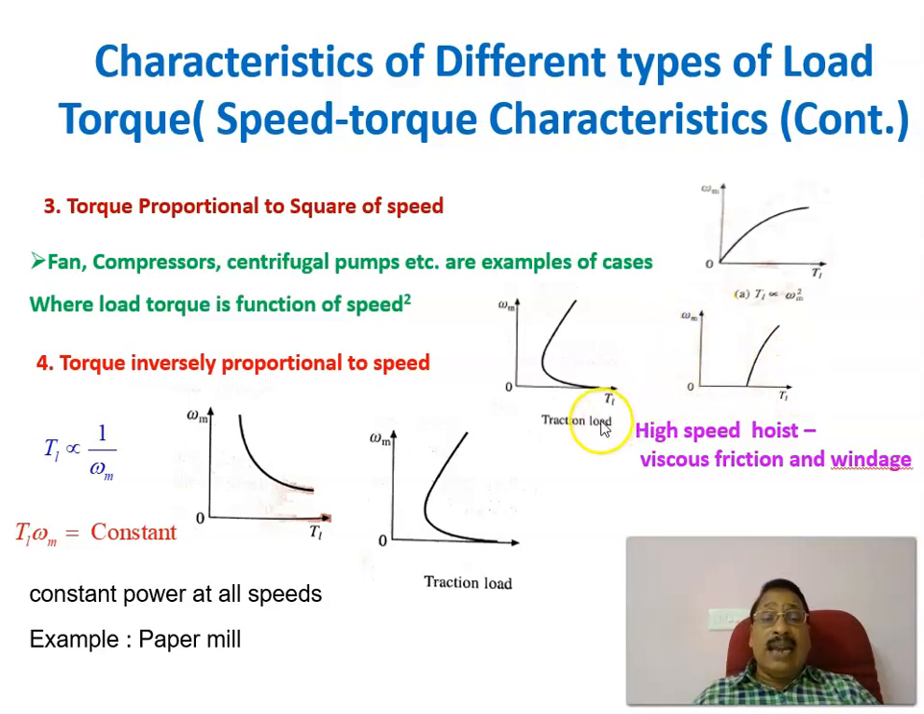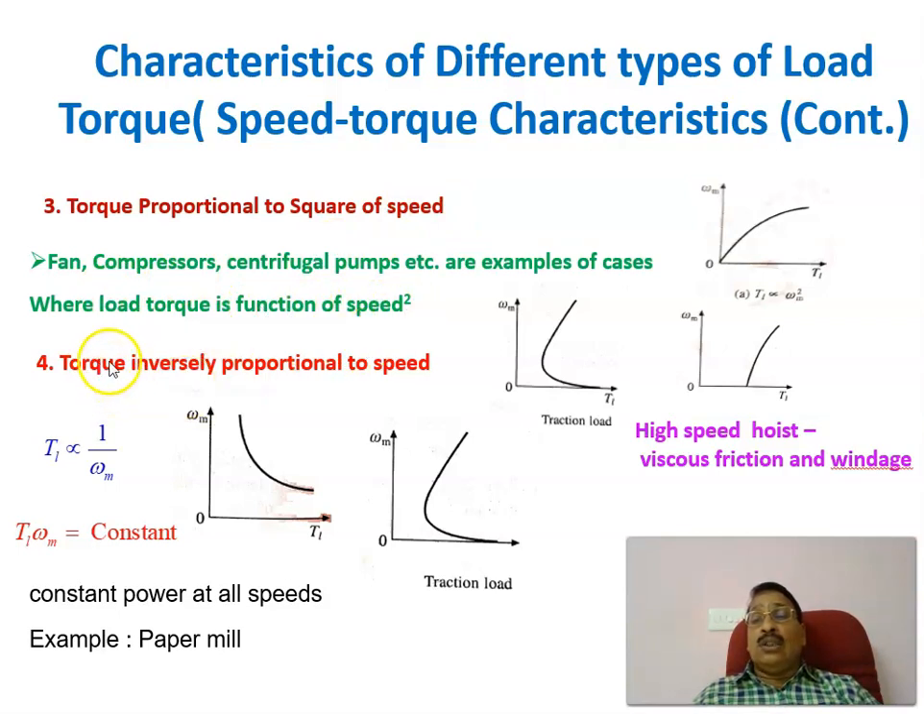And here is the traction type of load, this is its load characteristic. Therefore, the load characteristics are decided by the type of load you are using. In this case, torque is proportional to the square of the speed. That's the third type of load, required for this type of application.